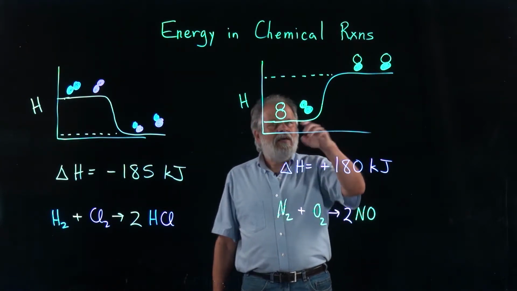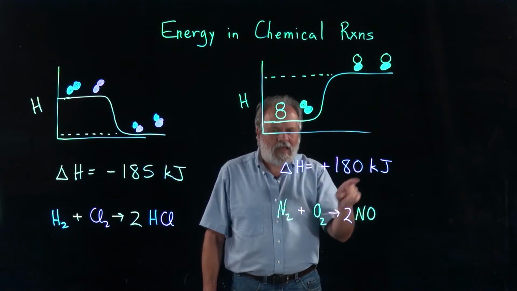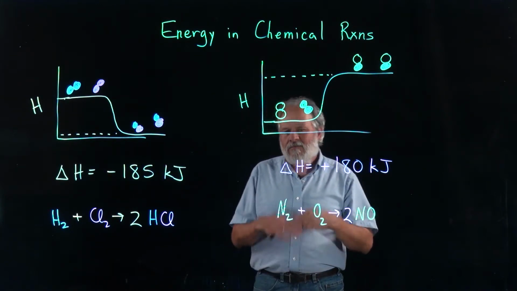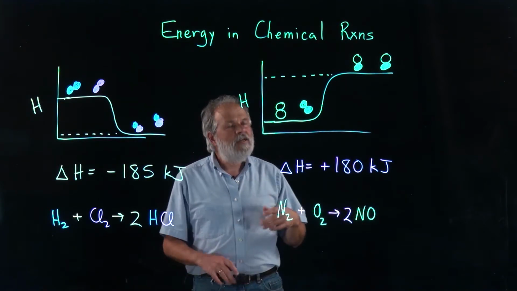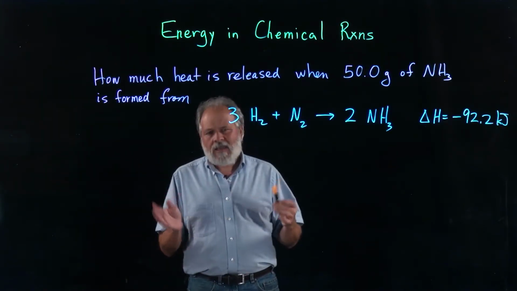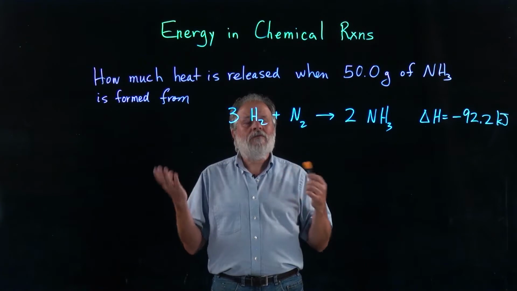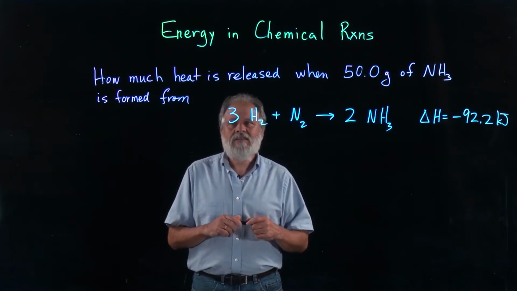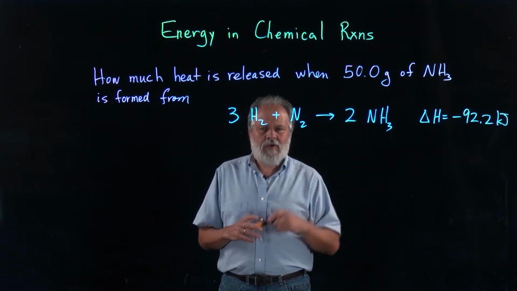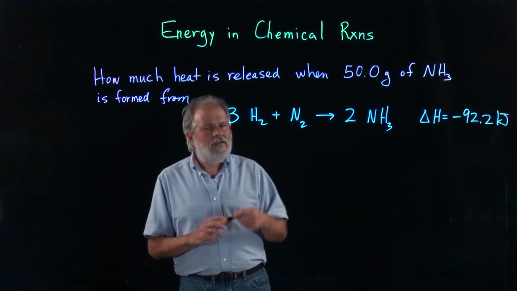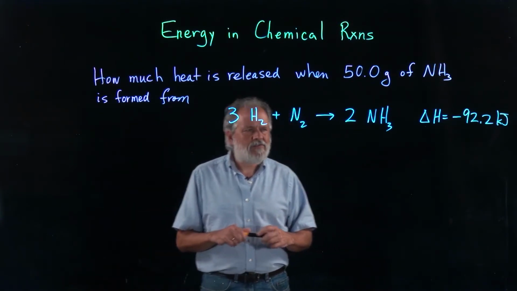Here the enthalpy change is positive. And this is a reaction that if you were to actually feel it, it would take heat from your hand to help run the reaction. The quantitative problem that we're going to solve for this particular section is how much heat's released when we make 50 grams of ammonia from the elements according to this chemical reaction, which is exothermic.